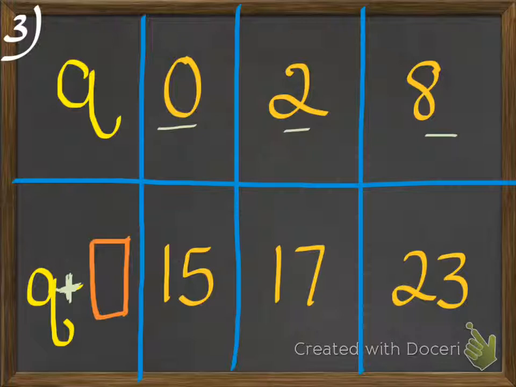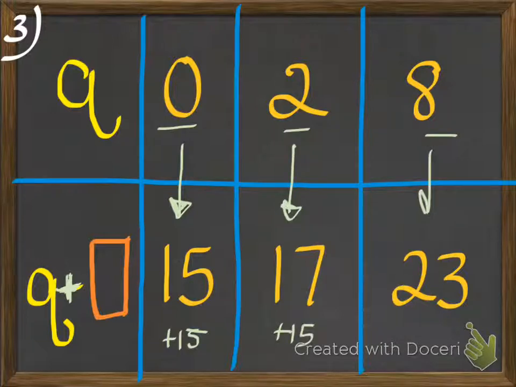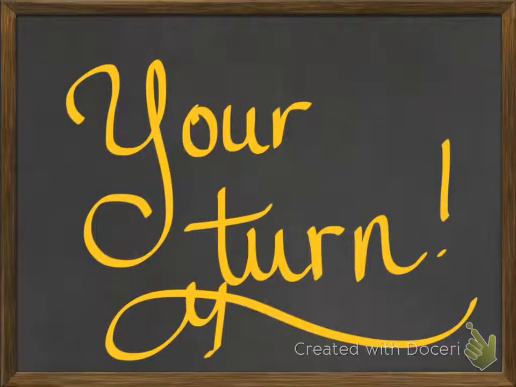Q plus, okay? So what's the relationship from 0 to 15? What's happening there? Well, it looks like we're increasing by 15. Check with the others and see if that's happening as well. From 2 to 7, yep, I'm increasing by 15. And from 8 to 23, yes, I'm increasing by 15. So my answer is Q plus 15. Okay, now it's your turn.